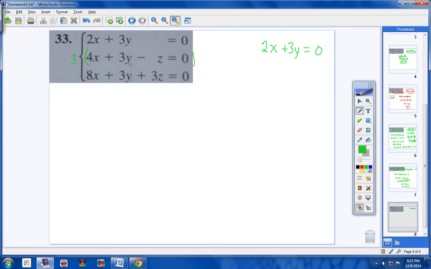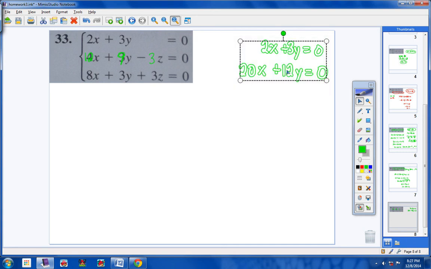So here we go. 3 times 4 gives me a 12 right here. 3 times 3 gives me a 9. 3 times negative z is negative 3z, and 3 times 0 is 0. So 12 plus 8 is 20x. 9 plus 3 is 12y. Equals 0. Okay, so pick this equation up, bring it over here, and now I have two equations with the same two unknowns.